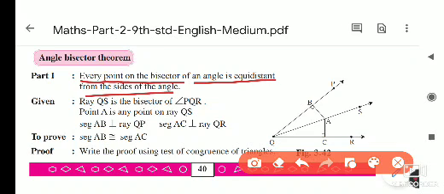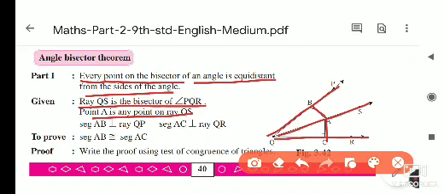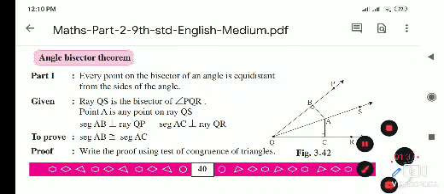So every point on the bisector. Here it is angle PQR, and its bisector is QS. Ray QS is a bisector of angle PQR. That is the given. We have to take any point A on QS. Then we have to draw the perpendiculars from point A to ray QP and ray QR. So AB is perpendicular to QP and AC is perpendicular to QR. That we have to do under the given.